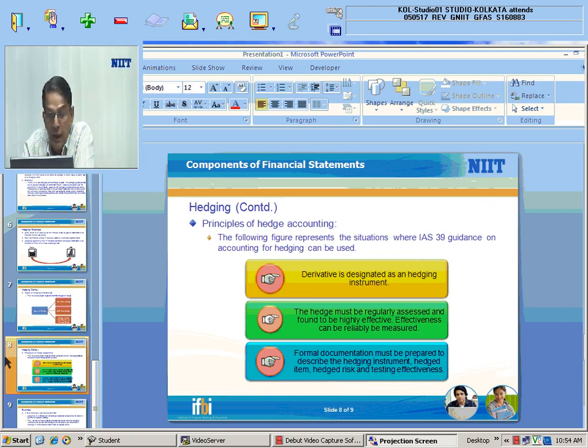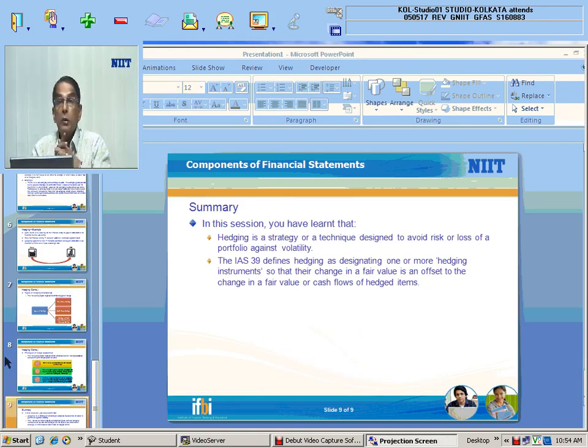The hedge should be expected to be highly effective in achieving the offsetting changes in fair value or cash flows during the period for which the hedge is designated. The assessment should be regularly done throughout the period of hedging. Generally, a hedge is viewed as being highly effective if the actual results are within a range of 80% and 125%. Formal documentation must be prepared to describe the hedging instrument, hedged item, hedged risk, and testing effectiveness. So all this guidance must be followed in respect of hedging. So we have the IAS 39 guidance, so we will not go into details or any case study here.